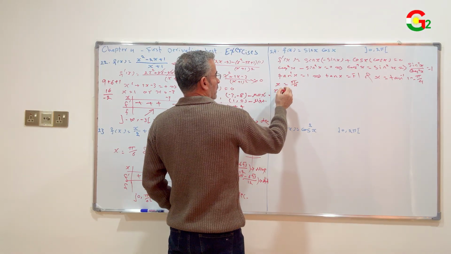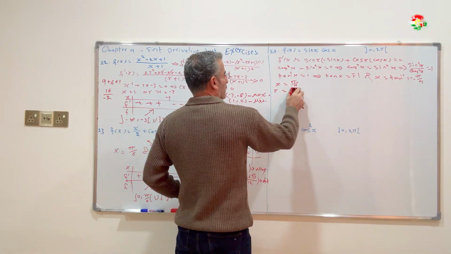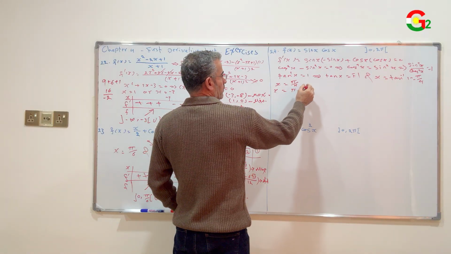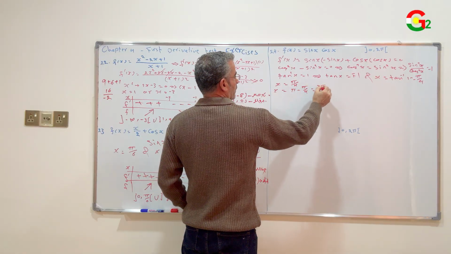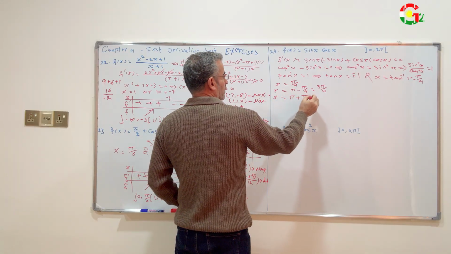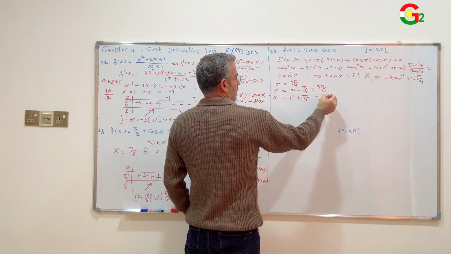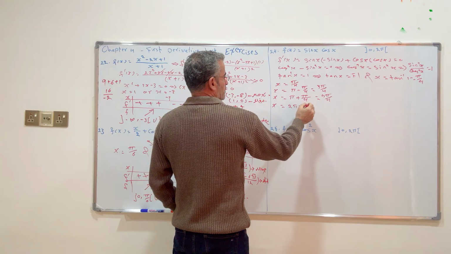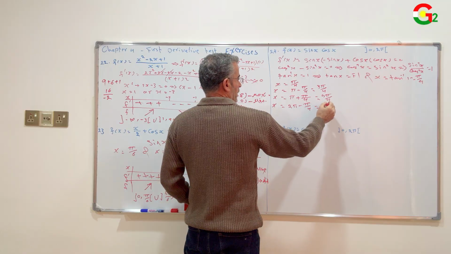In the second quarter, x equal to pi minus pi over 4 equal to 4 pi minus pi, 3 pi over 4. In the third quarter, x equal to pi plus pi over 4 equal to 4 pi plus pi, 5 pi over 4. In the fourth quarter, x equal to 2 pi minus pi over 4 equal to 8 pi minus pi, 7 pi over 4.